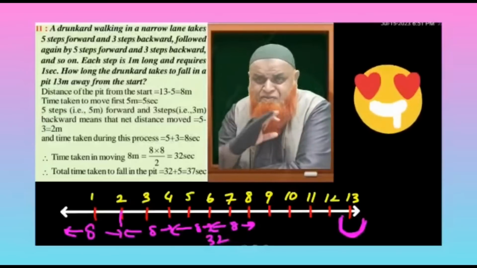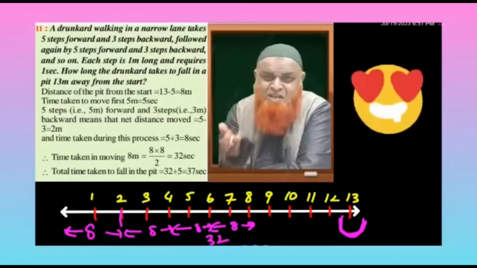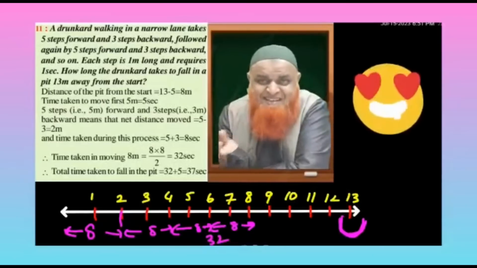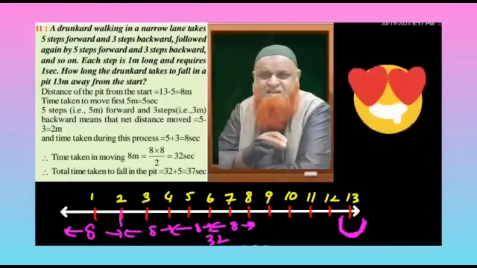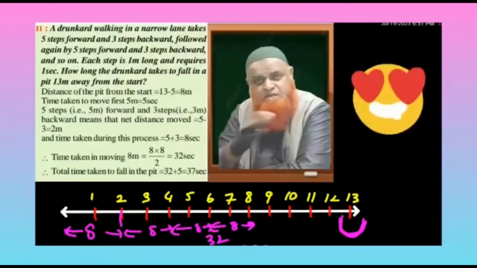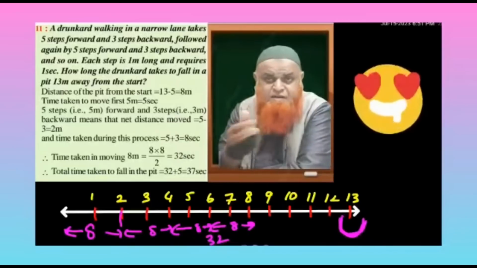Not 8 meters; 5 meters forward, 3 meters backward. You will become a drunkard if you do that. So what I mean to say here is, overall 2 meters he is moving forward in 8 seconds. That is enough. Like that, 4 times if you move forward, 8 into 4, 32.